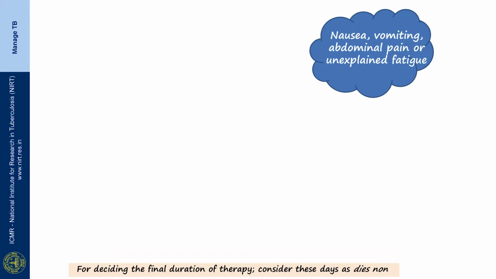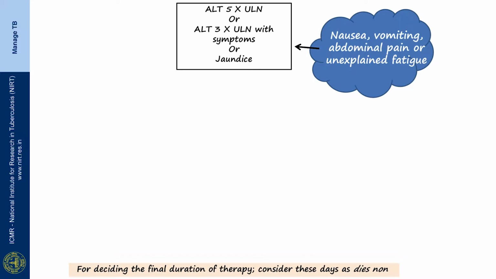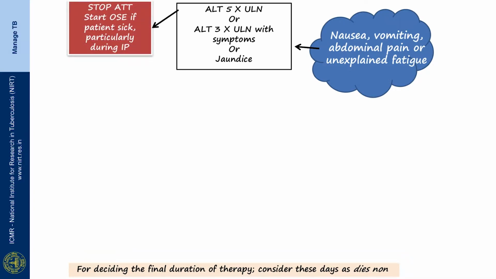So, once you have a patient who has nausea, vomiting, abdominal pain or unexplained fatigue, you look at the transaminases level. If it is with symptoms more than 3 times, without symptoms more than 5 times, or presence of jaundice irrespective of the symptom, you will stop ATT. You will not give anti-TB drugs to this child. Now, in a seriously ill child, you may need to use alternative hepatosafe therapy, and what we recommend is a fluoroquinolone plus a streptomycin and ethambutol, only in sick children. If you have just a peripheral lymphadenopathy, you may put them off therapy till their drug induced liver injury improves.